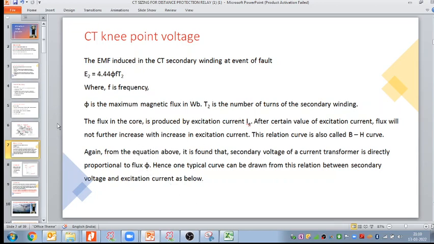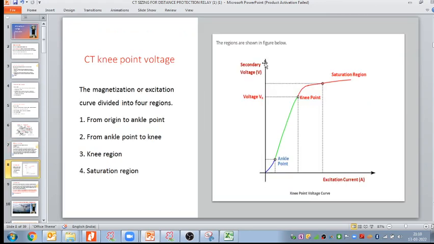So that curve we can see by this secondary voltage, CT secondary voltage, and the excitation current that we can draw. When the excitation current or magnetizing current is increasing, initially the secondary voltage is increasing, and after a certain amount of time, when the current keeps increasing, the flux is not increasing further, and the core comes into the saturation region.